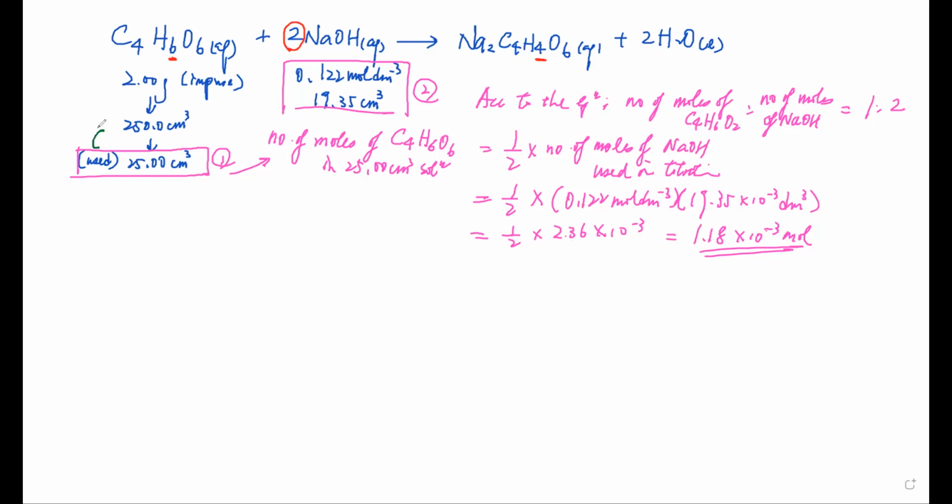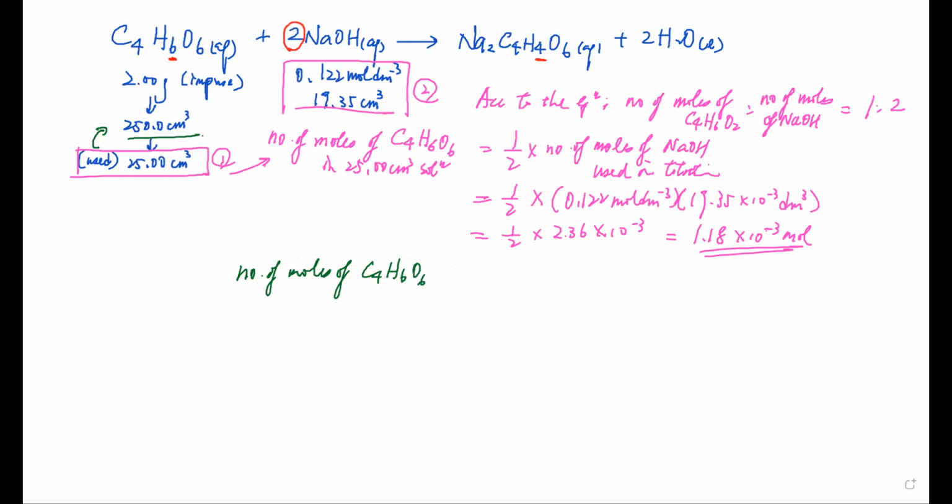So you're going to do this second action. You need to project this to 250.0 cm cube. You get to know how many moles of acid are there. Can you get my point? So this is our approach.